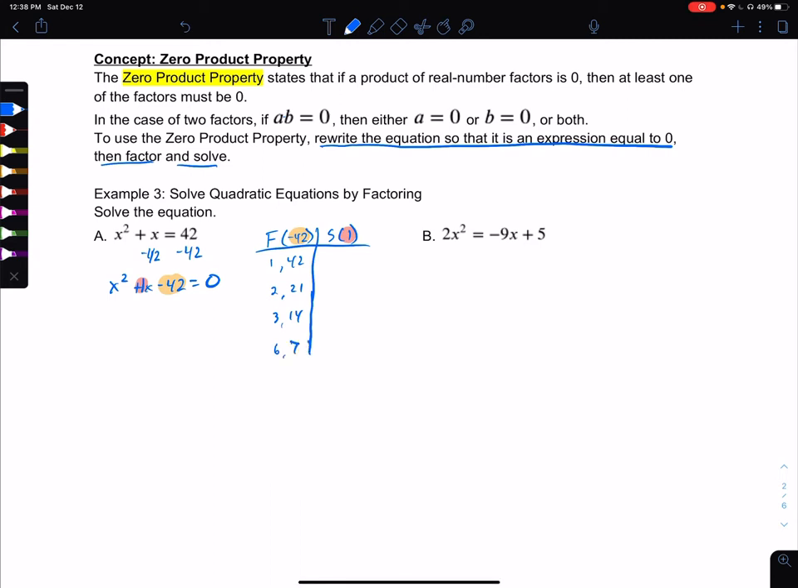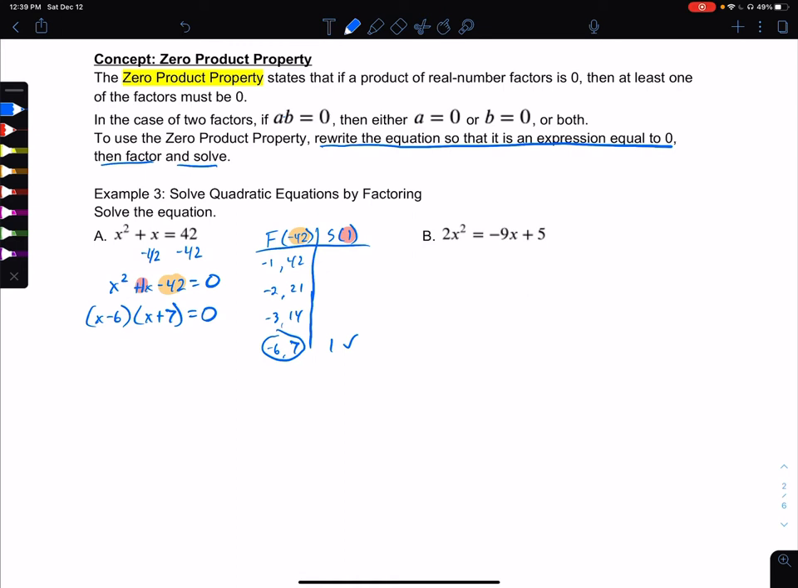So 6 and 7, we know we have a factor of negative 42, so that means one of my numbers has to be negative. And if I make the 6 negative, when I add those up, I do get the sum of 1, which I'm looking for. So the factored form here would be x minus 6 times x plus 7 set equal to 0.